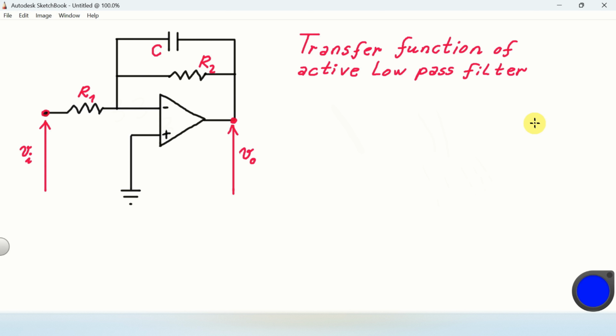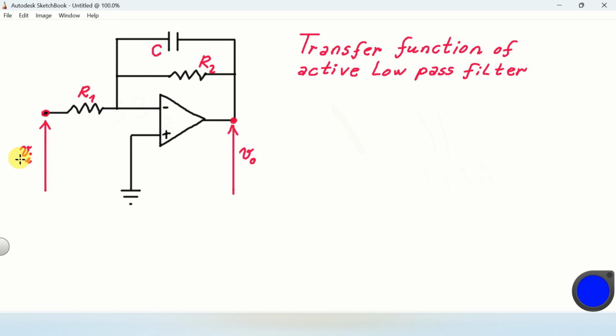In this tutorial, we explain how to derive a transfer function of an active low-pass filter that consists of an amplifier, two resistors, and this capacitor over here. So let's immediately start. First of all, let's explain what is a transfer function of this circuit.